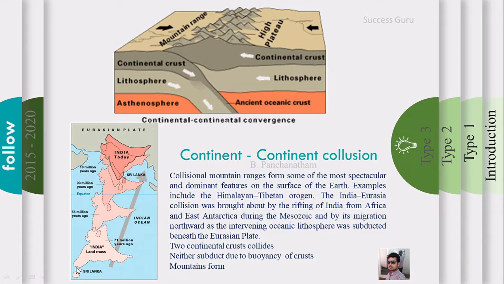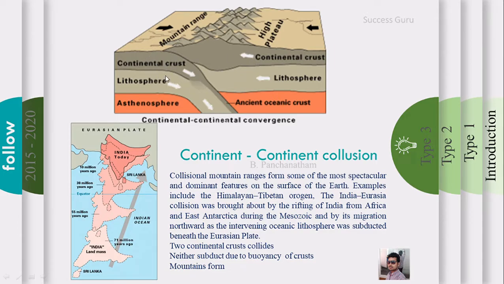So the Indian plate was moving from here. There was a Tethys Ocean. So what happened to this Tethys Ocean? This was subducted under the continental crust. This subduction continues till the continent-continent collision takes place. When the two continental plates collide, neither of them will go down. The two continental crusts collide, with no subduction due to the buoyancy of the crust, as these two have almost the same density, so nothing will move down.